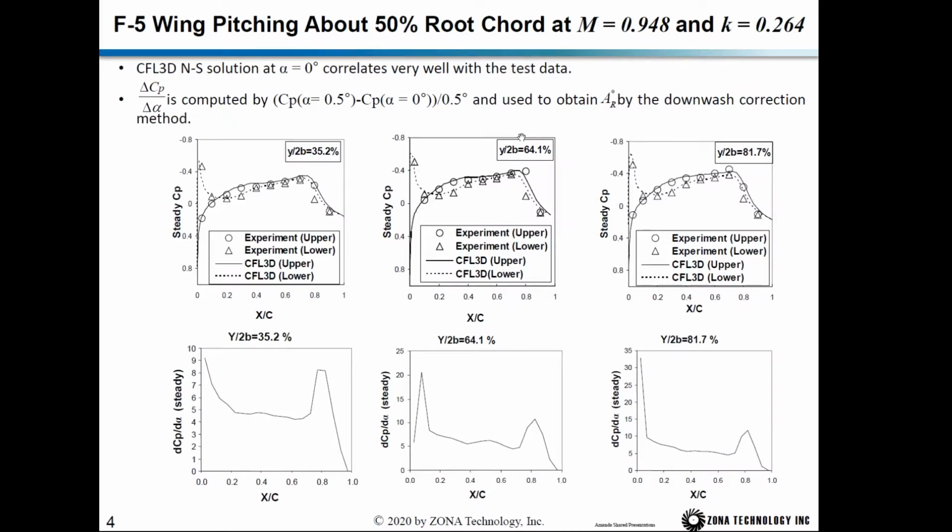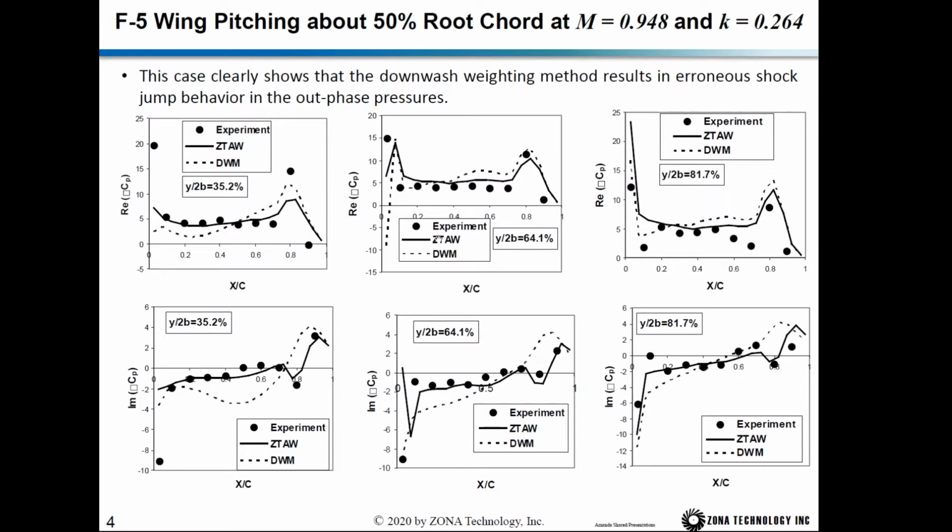The next case is the F5 wing pitching about 50% root chord at Mach 0.945 and this reduced frequency. Again, we compare the CFL3D Navier-Stokes solver at zero angle of attack with the experimental data, and the comparison is very good. Again, we use CFL3D to compute the CP at an angle of attack of 0.5 degrees, and then we use finite difference to calculate the dCP by d alpha. Then again, we inject the dCP by d alpha into Z tau, and we correlate the Z tau solutions, shown by the solid lines, with the experimental data, shown by the black dots.